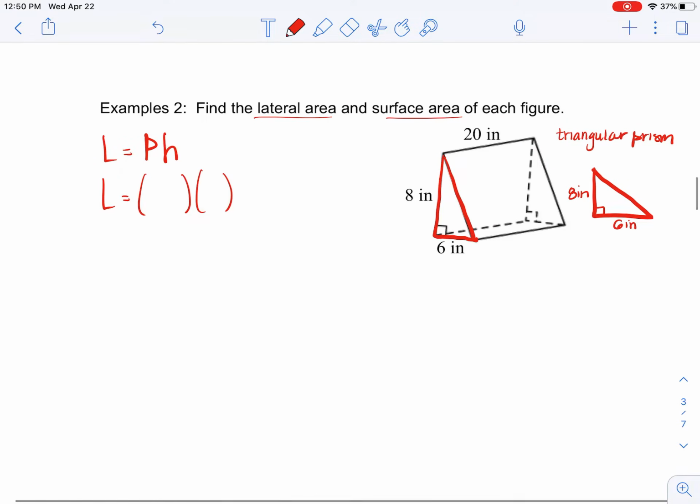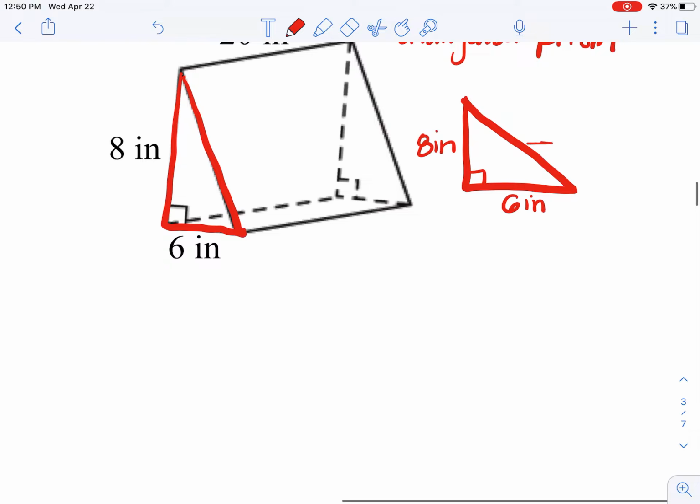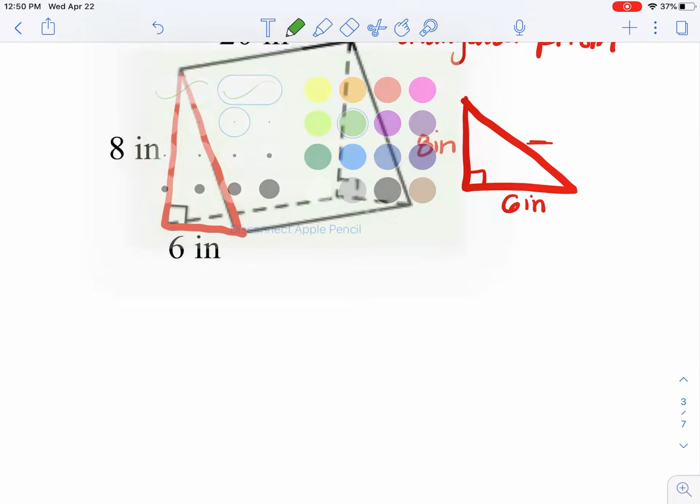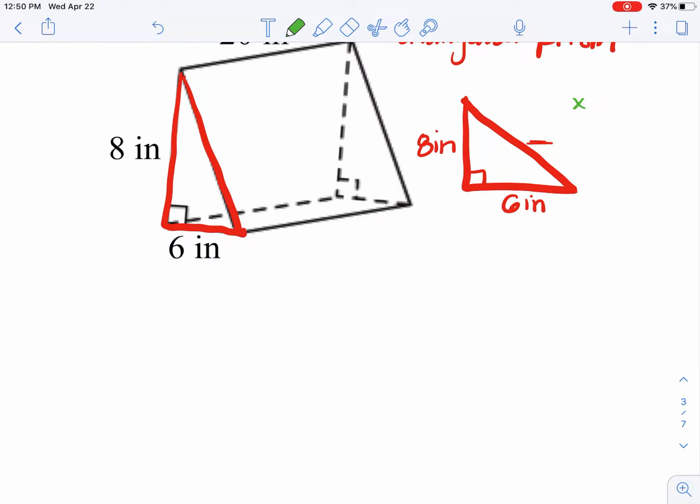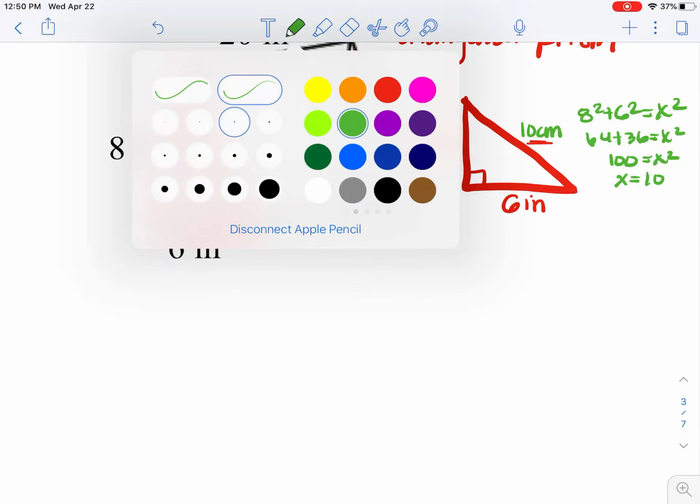Okay, so what do I need again? The perimeter. So I need to know what this is. How can I find that? Pythagorean theorem, of course. X squared, nope, not x squared. 8 squared plus 6 squared equals x squared. 64 plus 36 equals x squared. 100 equals x squared. So x is 10. So this is 10 centimeters. See that? All right, now I can find the perimeter.